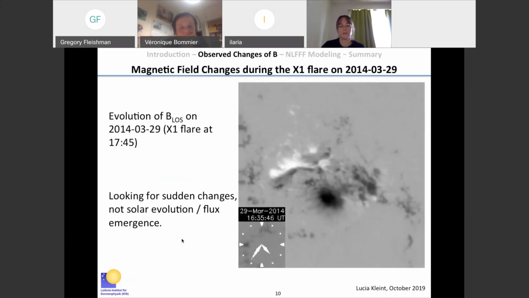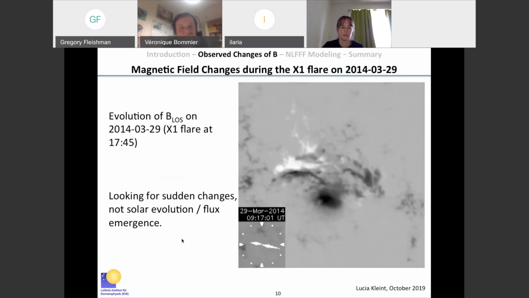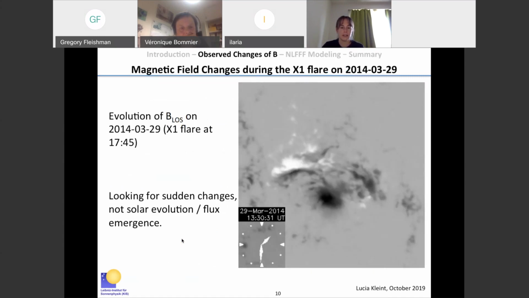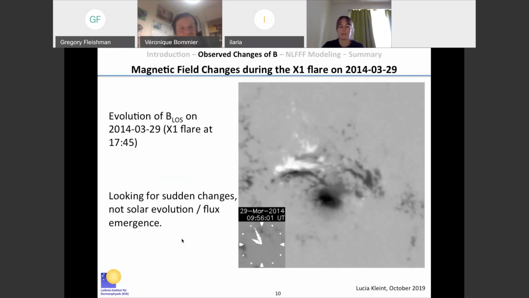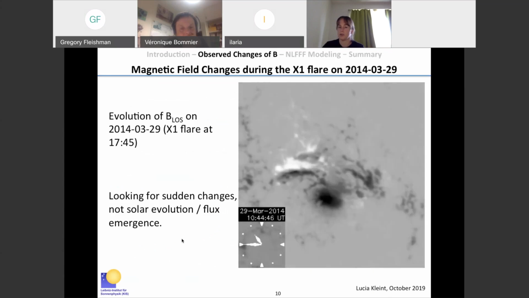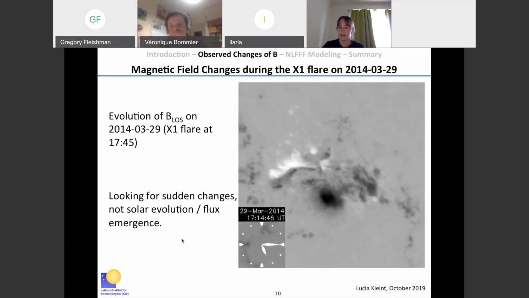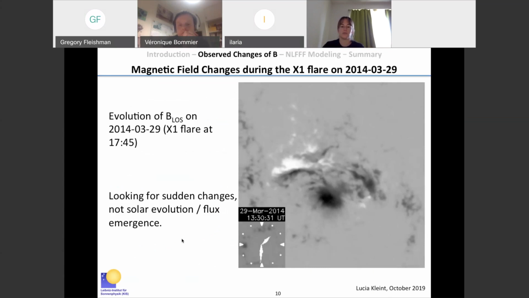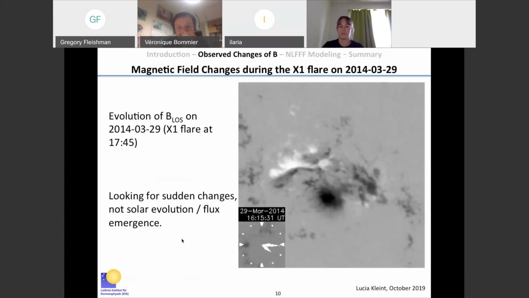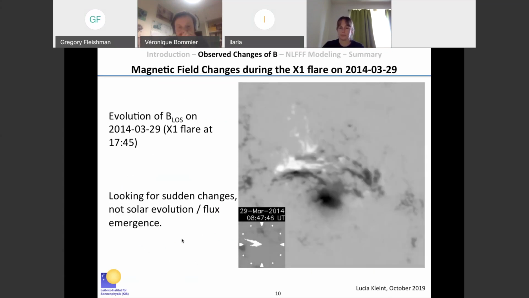Again, the evolution of the magnetic field on the day of the flare. That was an X1 flare on March 29, 2014. You can see that the magnetic field is obviously evolving. In most cases, it's evolving linearly, not jumping right at the flare. And all this linear evolution would not be analyzed because it would not give this strong jump that was one of the criteria to select a pixel for analysis.